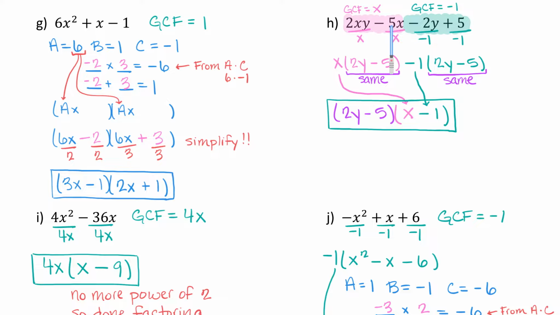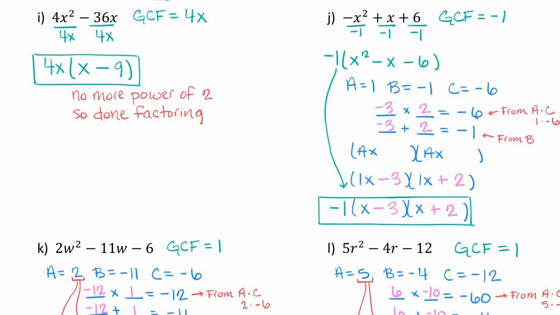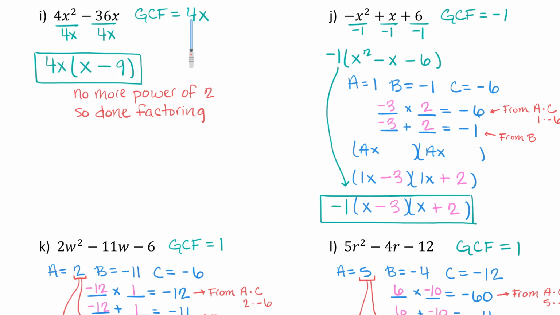Here we have 4 terms, and so that's the factor by grouping. This is our answer for example H then. With I, our GCF was a 4x, right? That was big on this one, is noticing that they both had a letter, and so 4x was the GCF, and this is what we have left over. Because there's no more power of 2, we are done factoring.